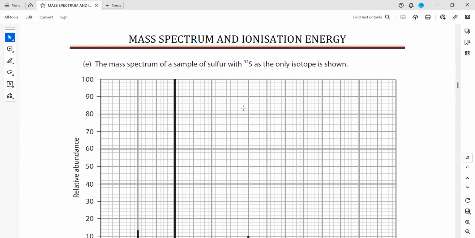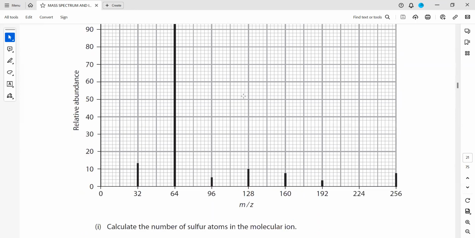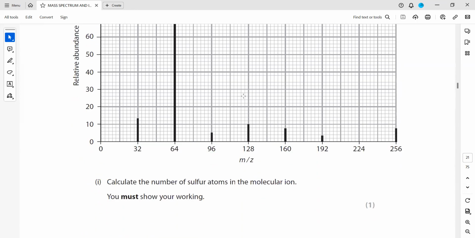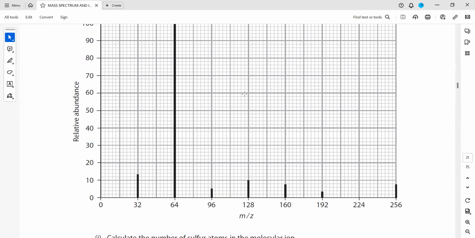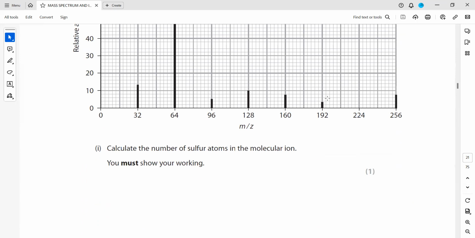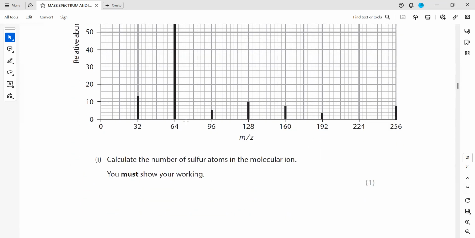Mass spectrum of a sample of sulfur, with sulfur-32 as the only isotope shown. So for sulfur-32, different peaks are there. Calculate the number of sulfur atoms in one molecular ion. So here we have sulfur-32 and we want to calculate how many atoms will be there in this, as the mass spectrum is also shown. Which peak will we take? We need the number of sulfur atoms in a molecular ion.